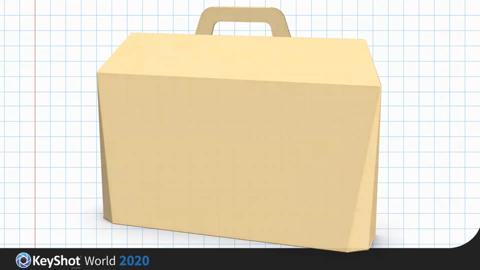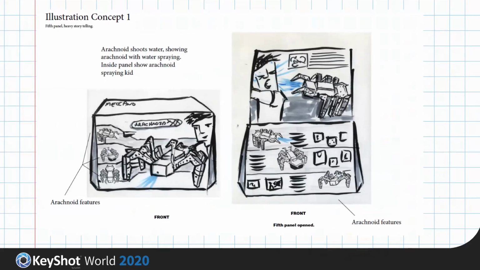So the first concept I had was this packaging that had a big fifth panel. So the front had a hero image of the mecha spider, and then when you open it, the mecha spider is spraying the kid with its internal water system, spraying system. And maybe below it, you'll have some sort of information on what the mecha spider could do and some little shots of lifestyle.